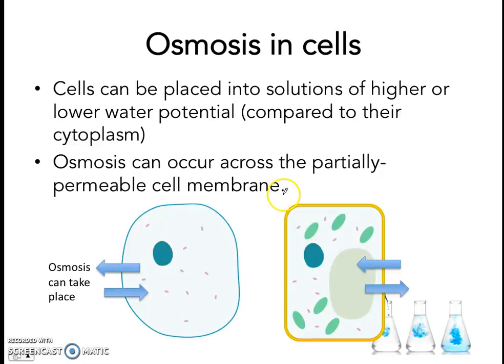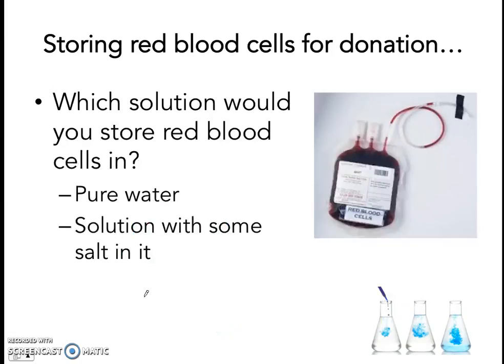Well, welcome back to part 2 of our lesson on osmosis. And in this part, we're going to be looking at osmosis as happening in cells. Now, I mentioned the last time that osmosis can take place across the partially permeable cell membrane. And I left you with this question of which solution you would store red blood cells in: pure water or a solution with some salt in it.